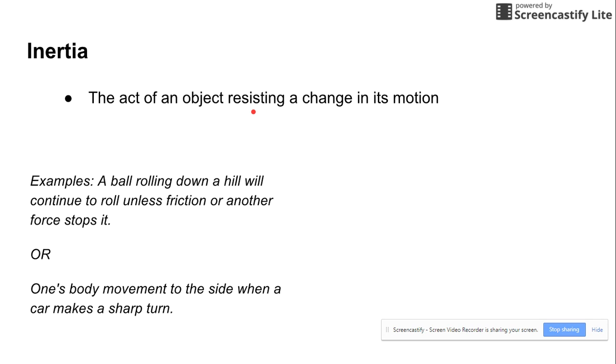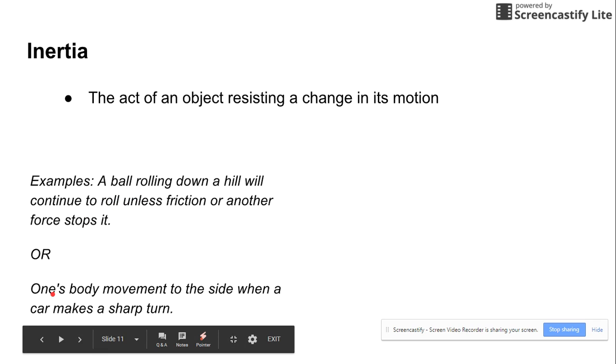So some examples are a ball rolling down a hill will continue to roll unless friction or another force stops it. So friction being maybe grass or gravel or concrete, all of those are different. So a ball would most likely keep rolling more if it was on concrete than in the grass. Or if it's on rocks, if it hits a big rock, it's probably going to stop it. So that's for that one.